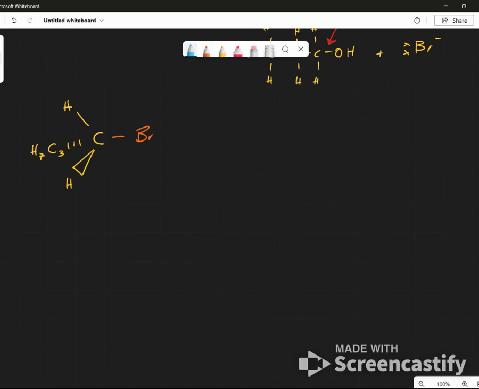Now this bromine here is big. Bromines are big, and not only big, but it's also delta negative, isn't it? And this carbon is delta positive. Yeah, it's tetrahedral for sure.